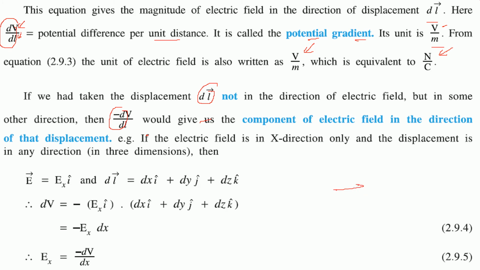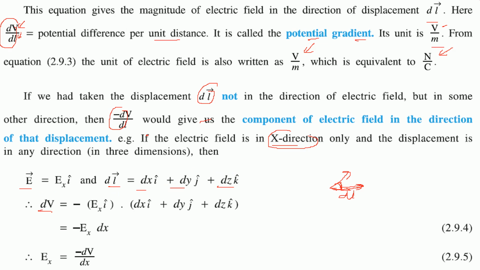So if dl is on this side, we have to take a component here. The electric field is in x direction only, and the displacement is in some other direction. So we have 3 dimensions now. E will be equal to Ex i. We are saying that it is in x direction, so Ex i. dl can be in x, y, or z, so dx i, dy j, and dz k. This is the vector representation of dl.